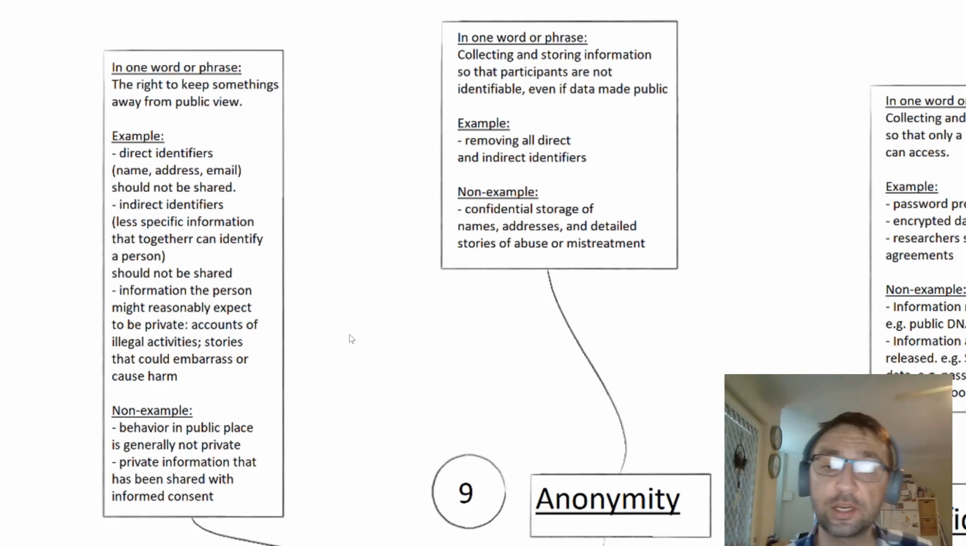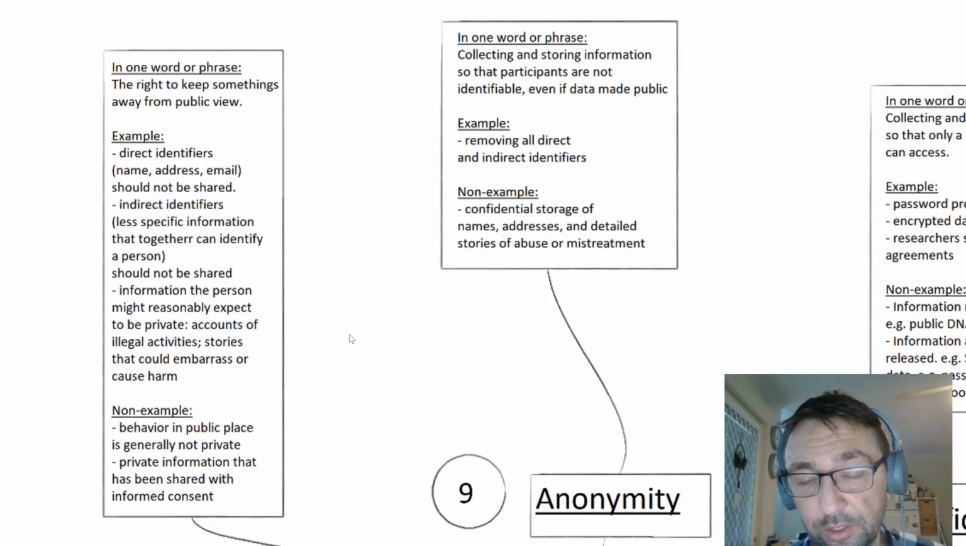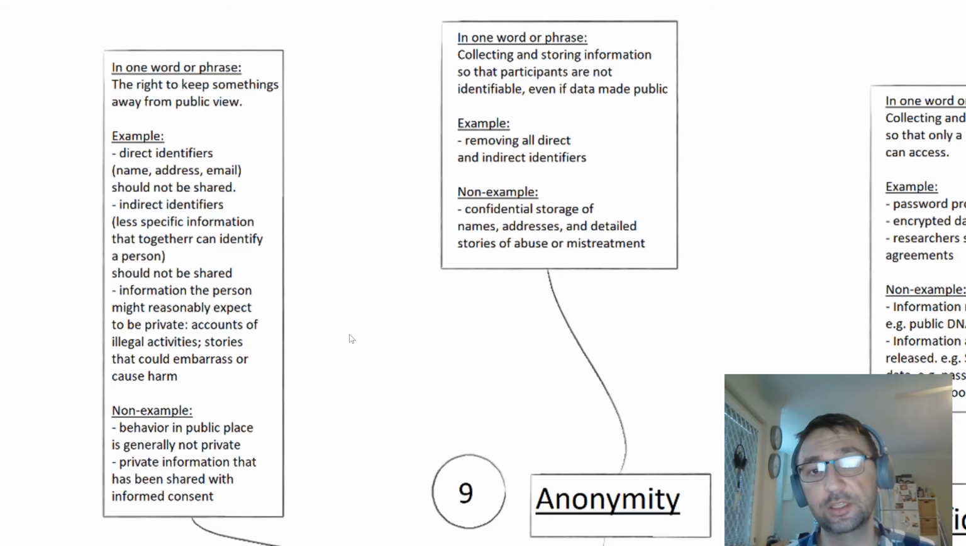And a non-example of anonymity is the next concept we're going to use, which is confidentiality. So if instead of protecting privacy through anonymity, you decided to protect privacy through confidentiality, then you would store the names, addresses, and maybe detailed stories of abuse or mistreatment and so forth. And that would be a different way of protecting privacy. So let's talk about that.